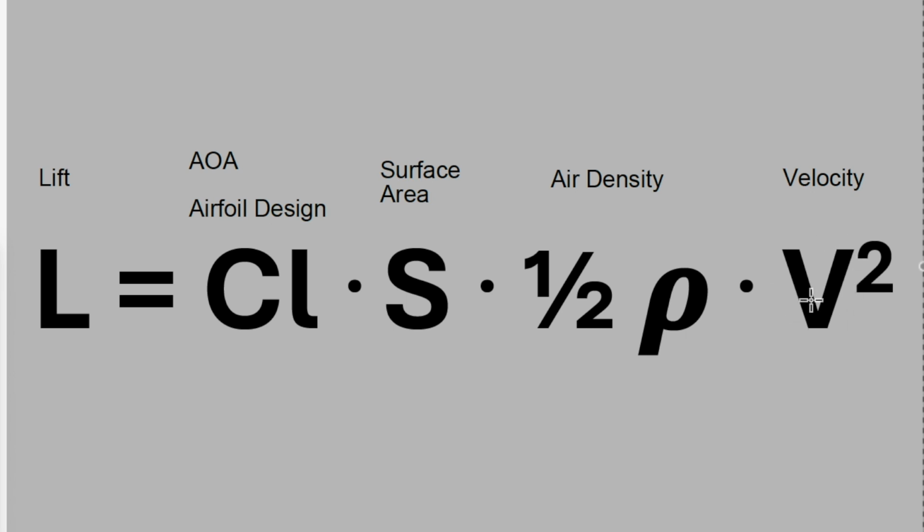Velocity squared, notice it's exponential. So if you double your velocity, because it's squared, you quadruple the lift produced. So velocity is a major factor when it comes to producing lift. And this is the airflow over the airfoil here.